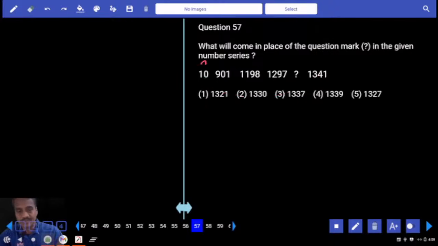Then 10 and 901, what is the difference we have? 891, 29 square. 901 and 1198, what is the difference we have here? 297. The next one must be, now into 3, divided by 3, divided by 3, divided by 3, 33. Now 33 plus, if we add, it becomes 1330.